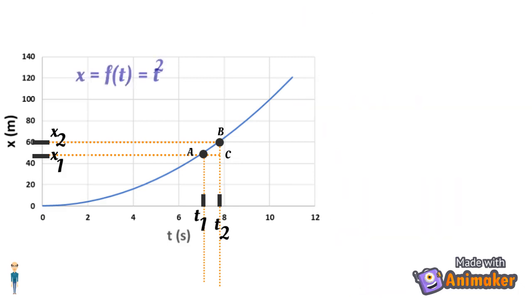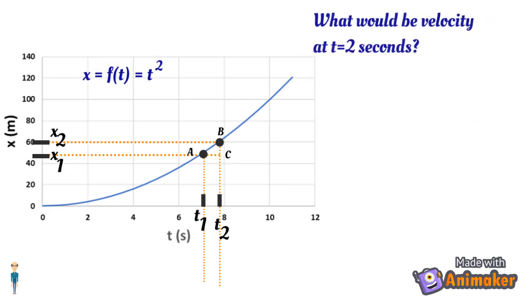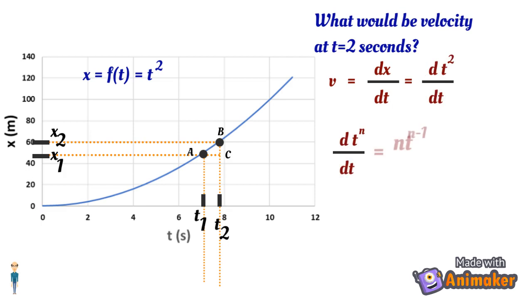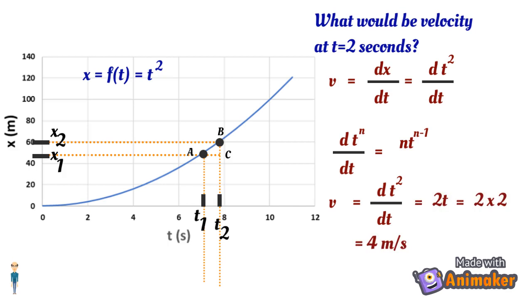For the specific function that we considered for making this graph, x equal to t square, what would be the velocity at t equal to 2 seconds? Velocity, as we know, is equal to dx by dt, and in this case it would be d by dt of t square. We mentioned earlier that d by dt of t to the power n would be equal to n t to the power n minus 1. So velocity here will be v equal to d by dt of t square, which will work out to twice of t, and that will be 2 into 2, that is 4 meter per second, assuming all distances are measured in meters here and all time in seconds.